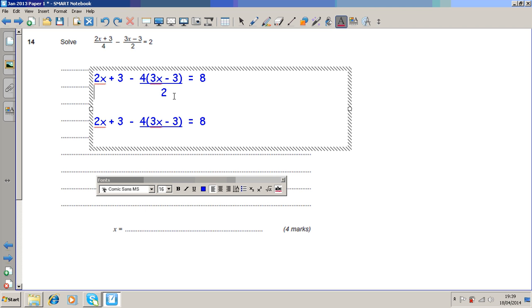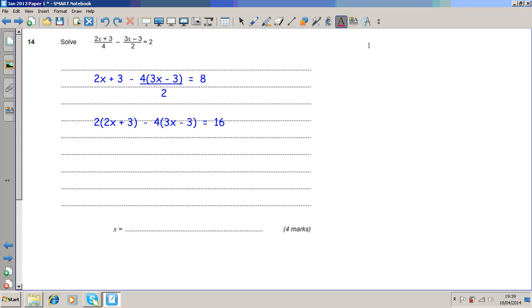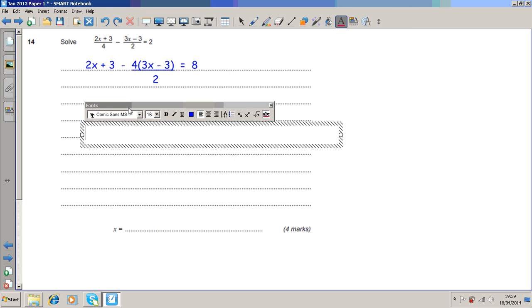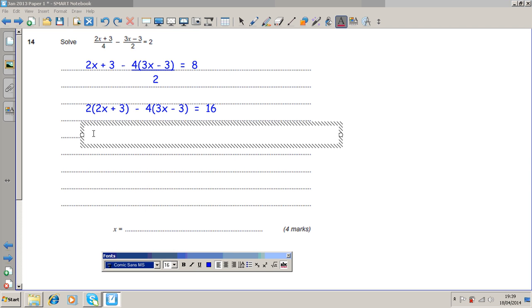And then this term times 4, or 2 times 4, is 8. So I can get to that. And now I'm going to times everything by 2. So I times this term by 2, I get 2 lots of 2x + 3. And if I times this term by 2 here, then I just lose the 2. And 8 times 2, that's crazy, it's 16. So a bit of hard work to get rid of the fractions, but once you've got rid of the fractions, then you're just left with an equation to solve, which you should be able to do.